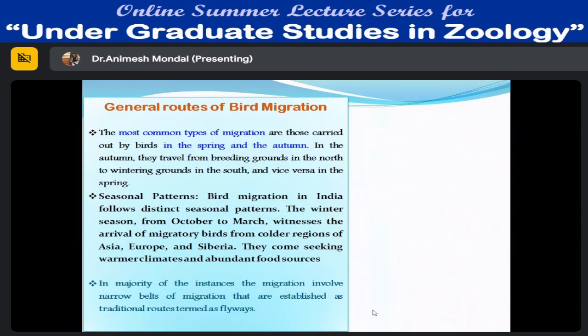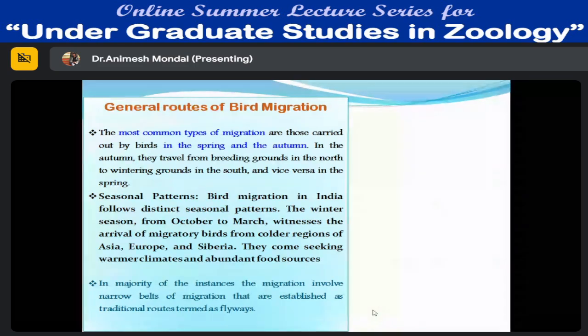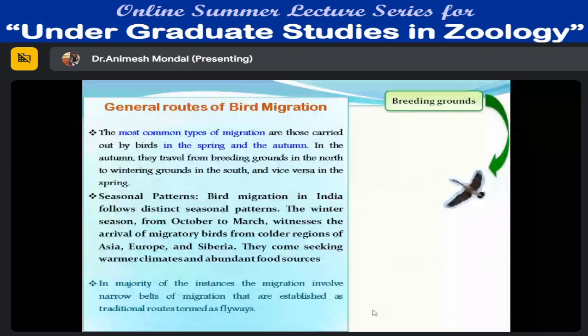Now, what is the route for this migration of birds? The most common type of migration is that carried out by birds in the spring and in the autumn. So as you can see here, in autumn, they generally travel from their breeding ground in the north to their wintering ground in the south.